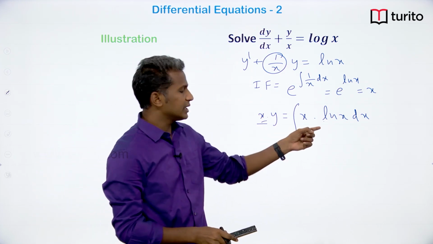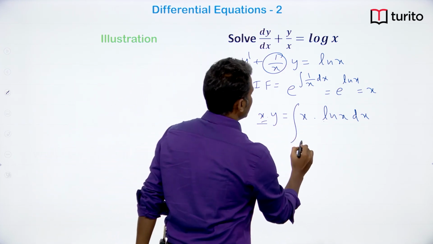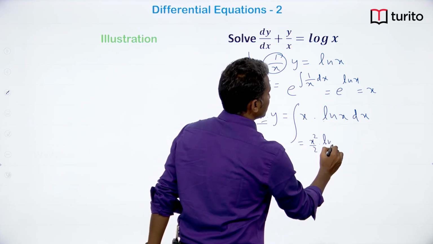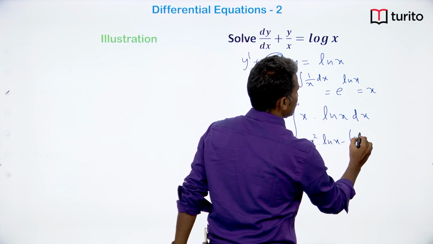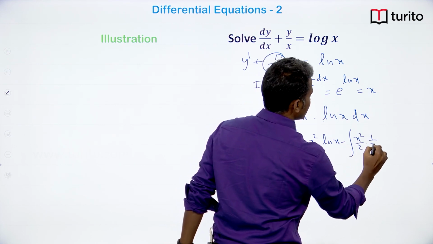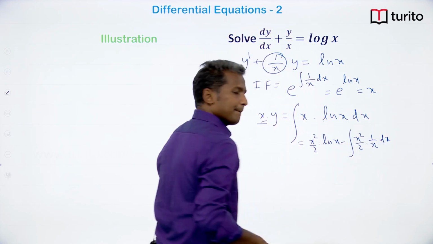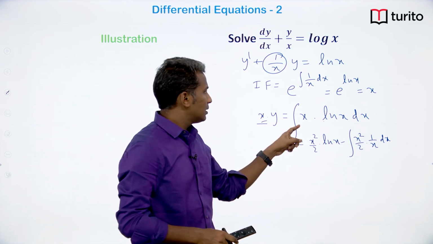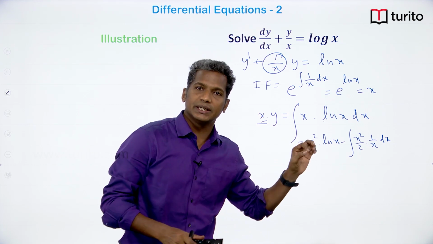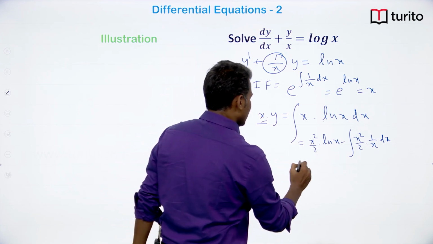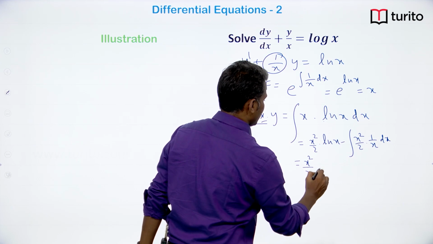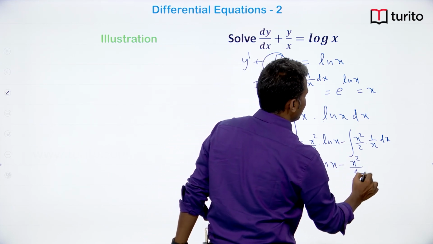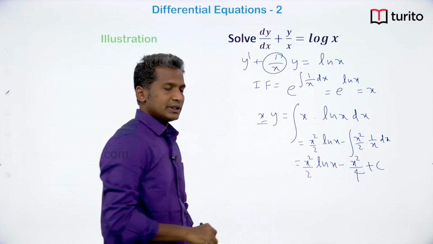Now you know how to integrate these terms. What is the integral of this? It is going to be x square by 2 into ln x minus integral of x square by 2 into 1 by x into dx. I have applied integration by parts. I integrated x and differentiated ln x. Now further when I simplify this, I am going to get x square by 2 into ln x minus x square by 4 plus some integrating constant.